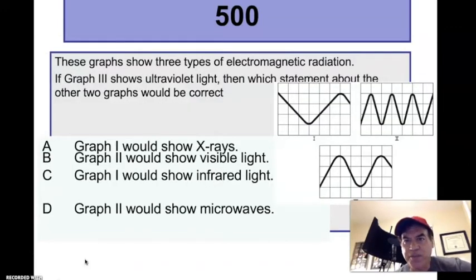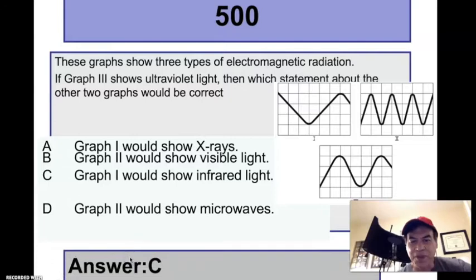These graphs show the 3 types of electromagnetic radiation. If graph 3 shows ultraviolet light, then which statement about the other 2 graphs would be correct? So pay attention now. Graph 1 would show X-rays. Graph 2 would show visible light. Graph 1 would show infrared light. Graph 2 would show microwaves. See what I remember about size of a wave. Let's see if you got it. There you go. It's going to be C. Graph 1 would actually show you infrared because it's much larger than the other ones.